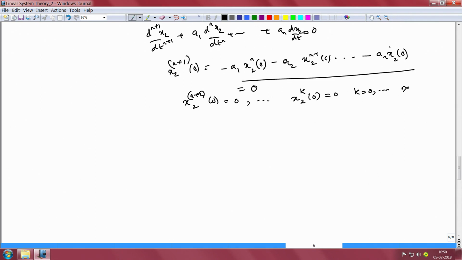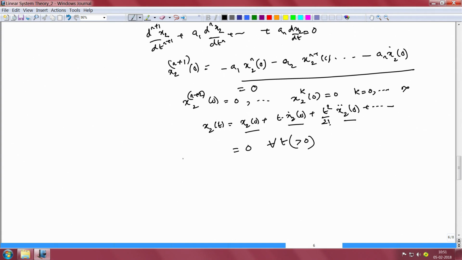So, if we were to take a Taylor series expansion of x2 about the time t equal to 0, then I would have x2 of t is equal to x2 of 0 plus t times x2 dot of 0 plus t square by 2 factorial times x2 double dot of 0, and so on and so forth. And we notice that each of these coefficients x2 dot of 0, x2 double dot of 0, and so on and so forth are all 0, including x2 of 0, which means that x2 of t is 0 for all time t greater than 0.